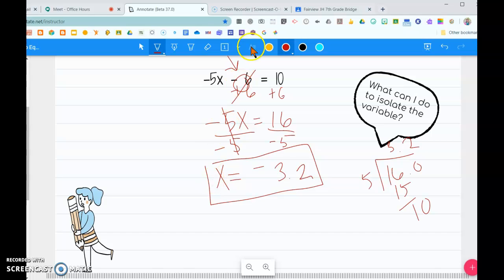Now you could plug it back in and make sure it's right. I just don't want to run out of time on all our examples. I am okay with you checking your work with a calculator. I just prefer that you do it by hand first to make sure you understand the process.